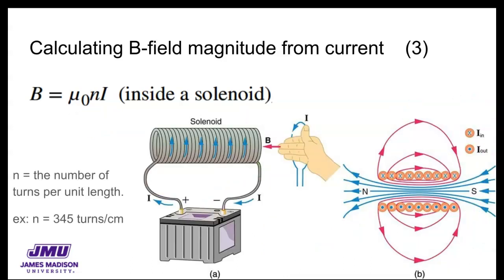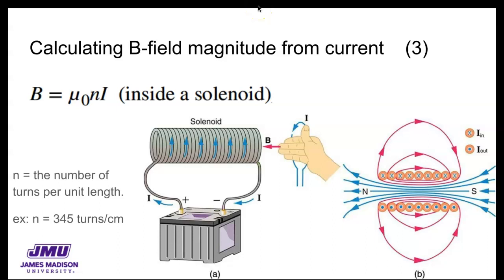This is especially useful when the loop isn't wrapped around just once, but if the wire is wrapped around in a series of loops. We call this a solenoid, and the equation for the magnetic field on the inside of a solenoid is given as mu naught times lowercase n times the current, where lowercase n is the number of times the loop goes around per unit length, the number of turns per centimeter or turns per meter.